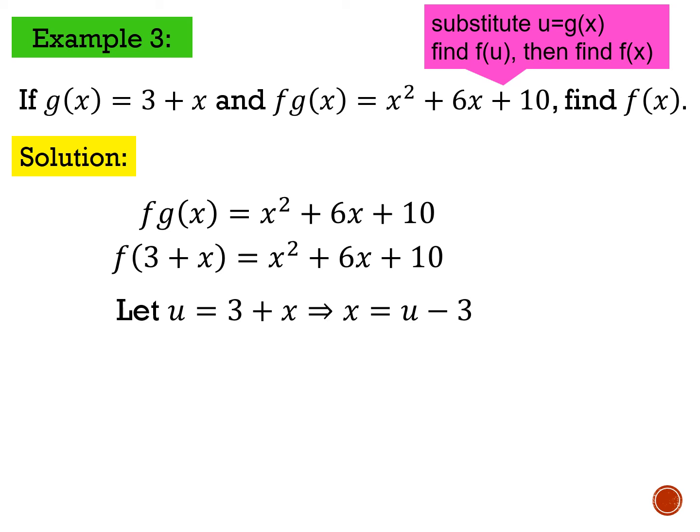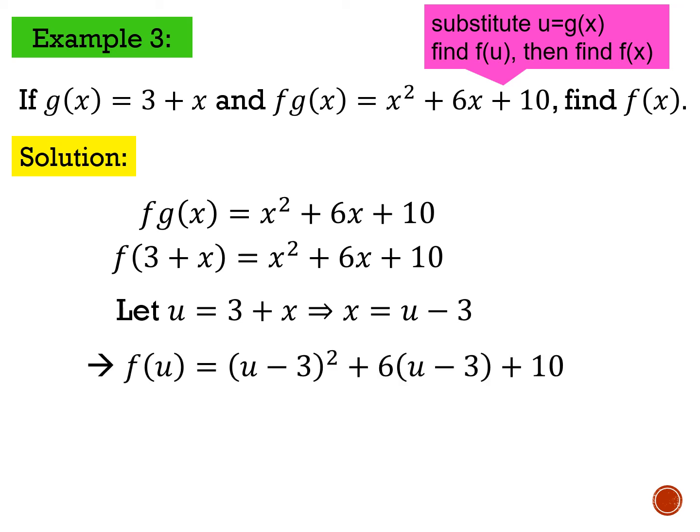Then in order to find f(u), we substitute x equals u minus 3 into f(3 plus x) equals x squared plus cx plus 10. So f(3 plus x), if we substitute with u minus 3, we get f(3 plus u minus 3). It is actually f(u), since 3 minus 3 becomes 0. Then if we substitute u minus 3 into x squared plus cx plus 10, it becomes (u minus 3) squared plus 6 multiplied by (u minus 3) plus 10. So this is our f(u).